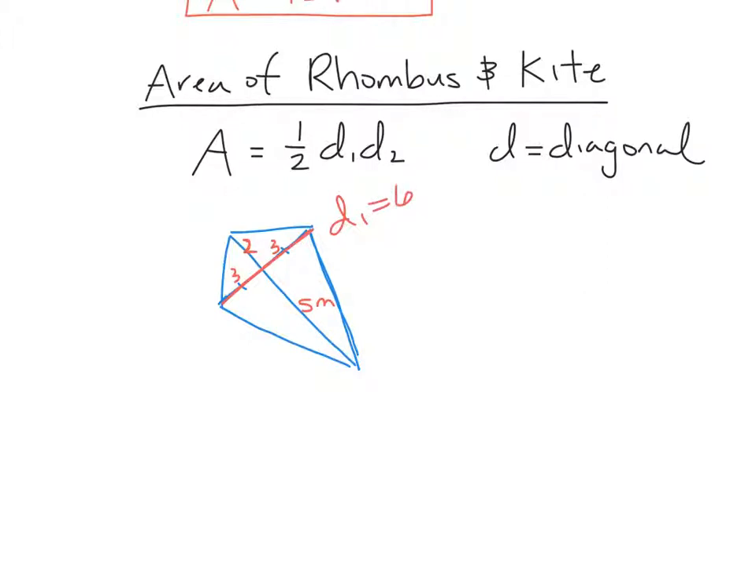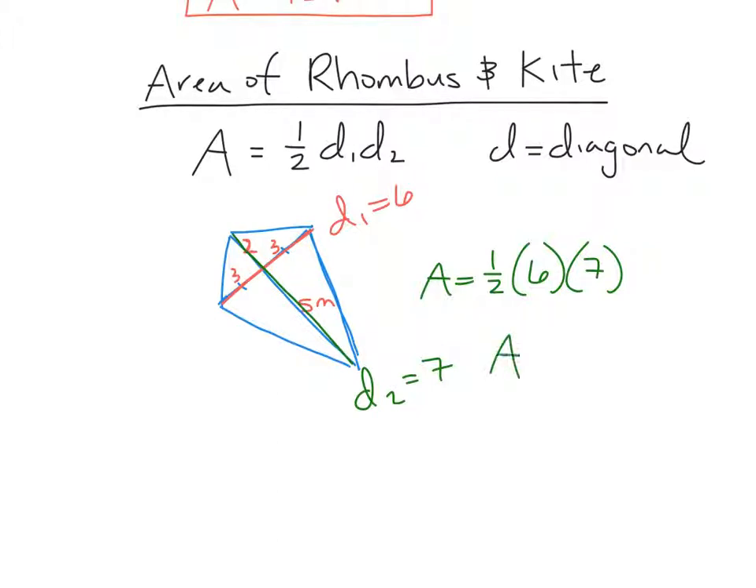What's the length of the other diagonal? 7. Make sure you're doing the 2 together. Diagonal 2 is 7 units long, 7 meters, okay? That means if I'm gonna plug it into the formula, it's 1/2 times diagonal 1 times diagonal 2. When you plug that in, you get an area of 21 square meters. Okay, so 1/2 times 6 times 7, you get 21. Questions on that?